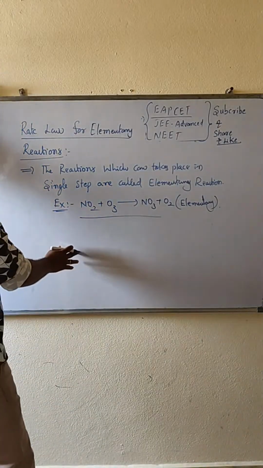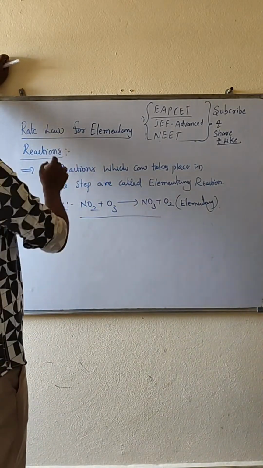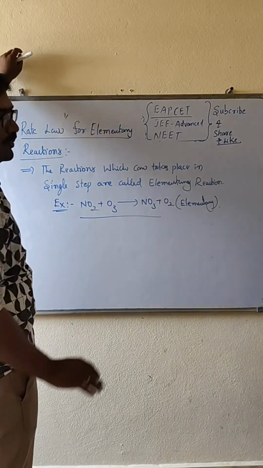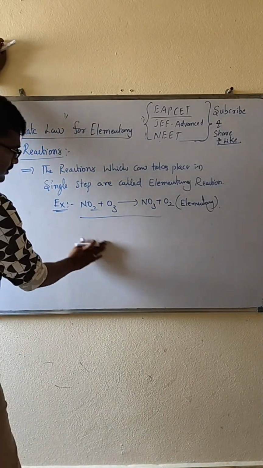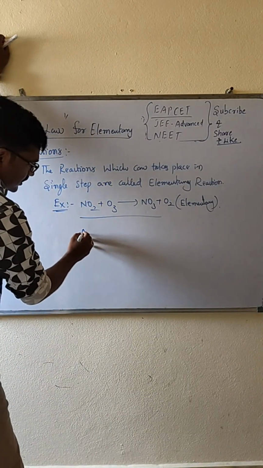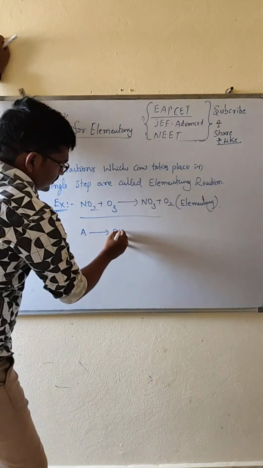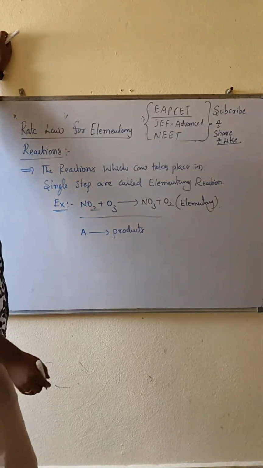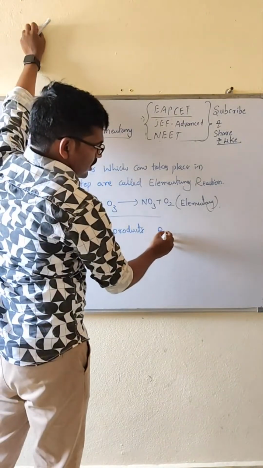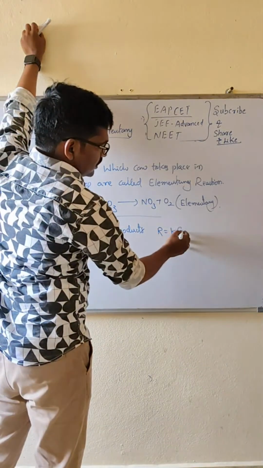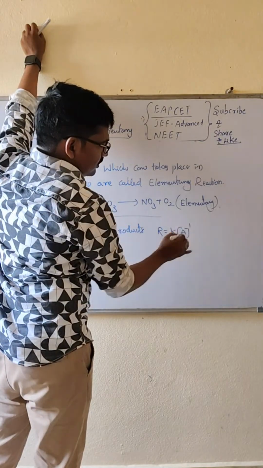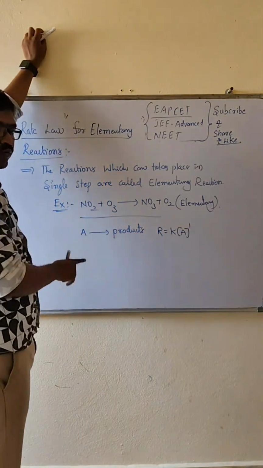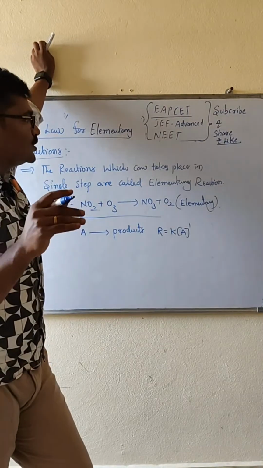How do we express the rate law for elementary reactions? Rate law for elementary reactions. For example, I am taking A gives rise to products. So how do we express the rate law? See, look at: R equals K into A to the power 1. Whatever the stoichiometry coefficient is, we take that as the power.